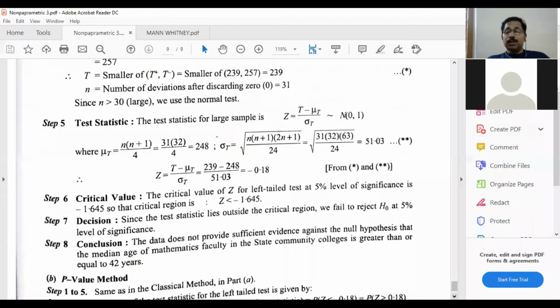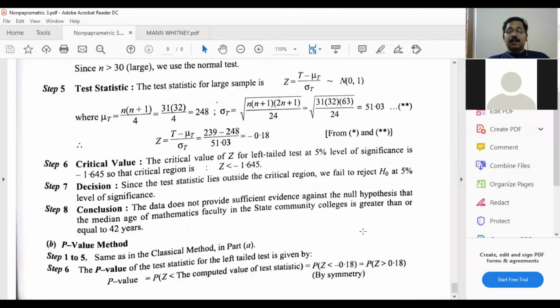Since your calculated value is less than the table value, you accept your null hypothesis. So the data does not provide sufficient evidence against the null hypothesis that the median age of mathematics faculty in that college is greater than or equal to 42 years. And this is the conclusion of that exam.